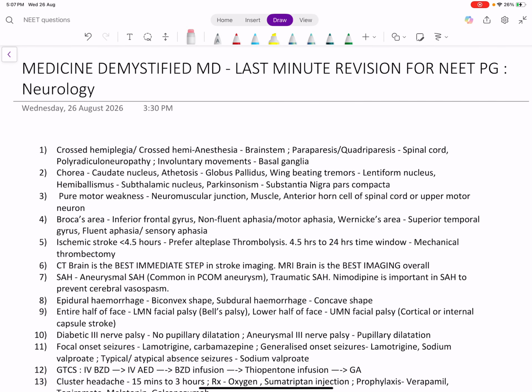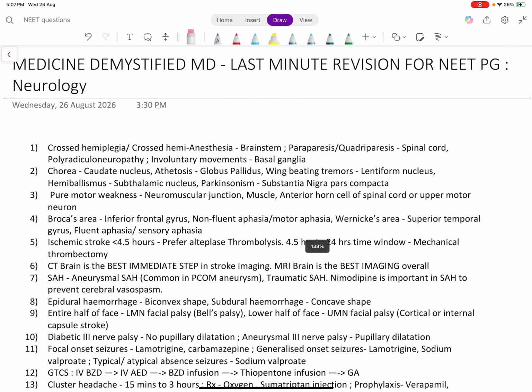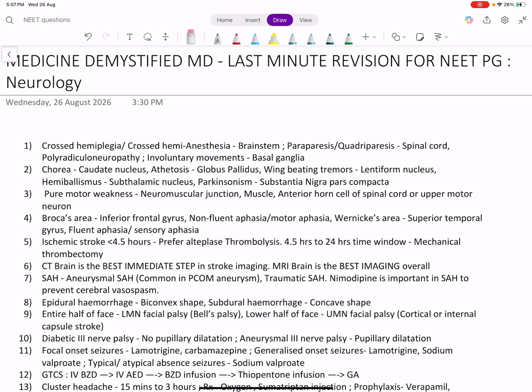Good morning. Today in our last minute revision series for NEET PG, we will discuss 25 one-liners from Neurology. Crossed hemiplegia or crossed hemianesthesia syndromes mean the involvement is in the brainstem. Paraparesis or quadriparesis may mean there is a problem with either the spinal cord or a polyradiculoneuropathy. An example of polyradiculoneuropathy is GBS, that is involvement of the nerve root as well as the nerve.